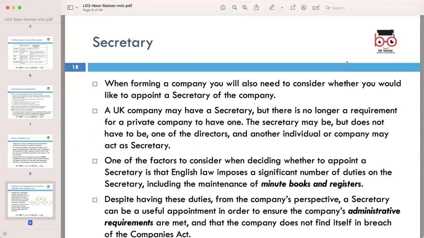Appointing a secretary, while no longer mandatory for private companies, remains an option. The secretary can be a director or another individual. You heard about company secretary or corporate secretary, who carry out significant duties, including maintaining minute books and registers. Despite the imposed duties, having a secretary can be beneficial to ensure compliance with the Companies Act and meet administrative requirements.